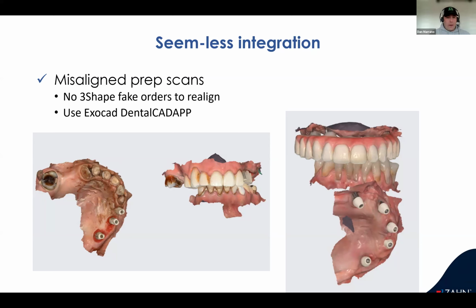So one of the first ways was misaligned prep scans. Generally in 3Shape, you have to go back to the prep. So if you've got a floating prep over here, and the bite was taken with the pre-op, that can be a couple orders. I've seen people make 2, 3 fake orders in 3Shape, whereas I use the exocad Dental CAD app. I know they have a kind of viewer as well that you can do some alignment in.